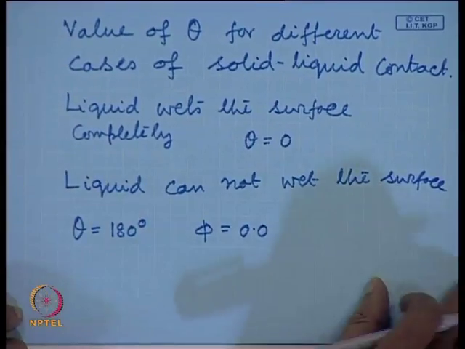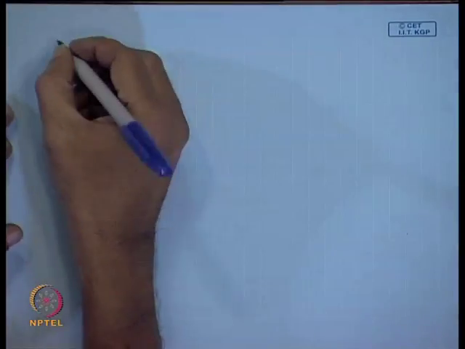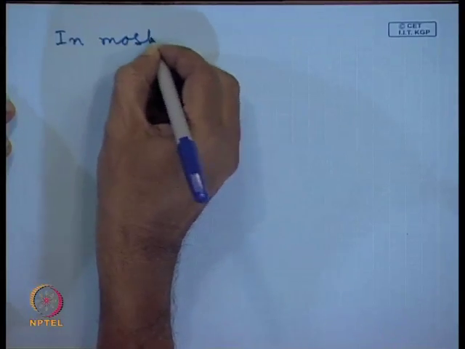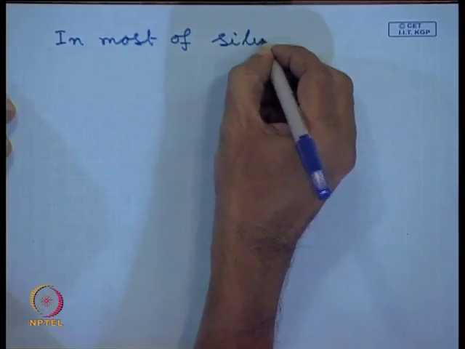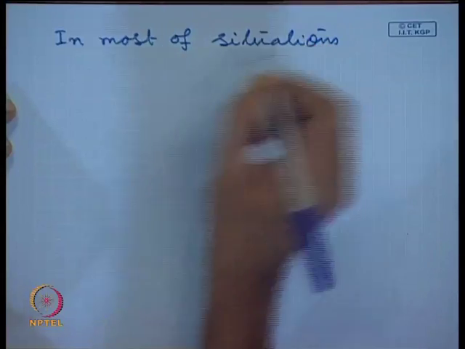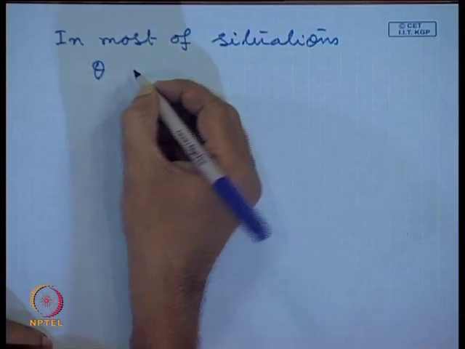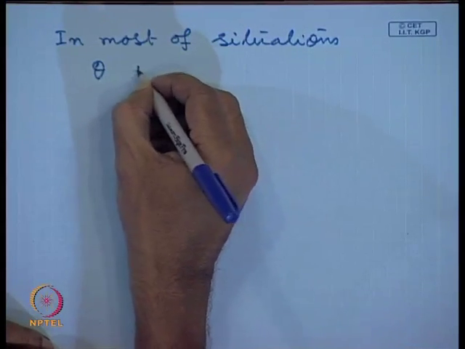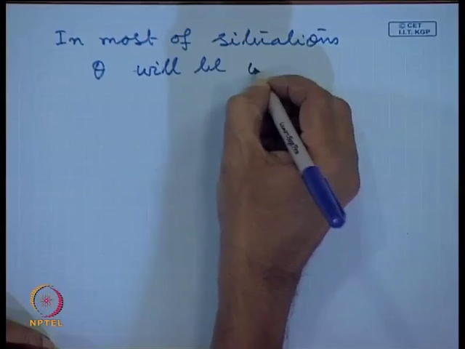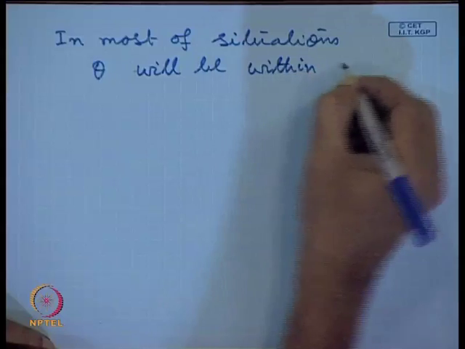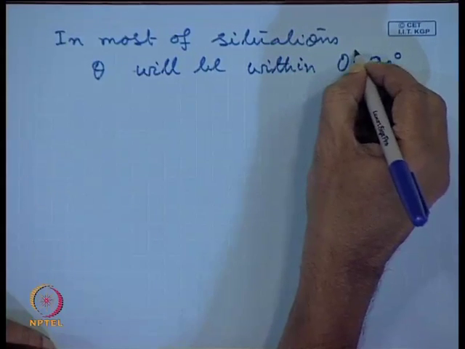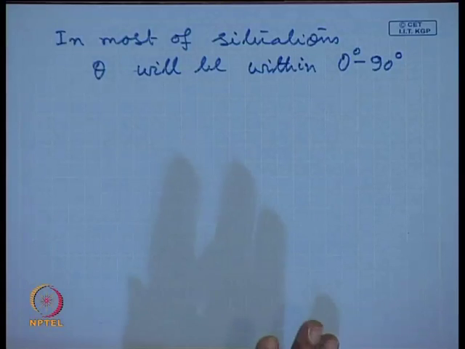So, in practical situation, what will happen? In practical situation, in most of the situations, theta value will lie within 0 to 90 degree. Generally, see, this is a range. So, it will be within that value.